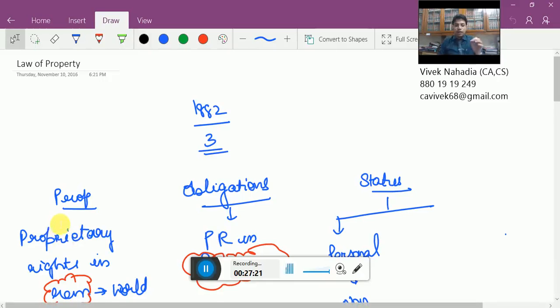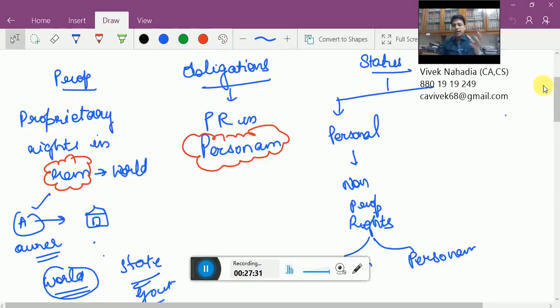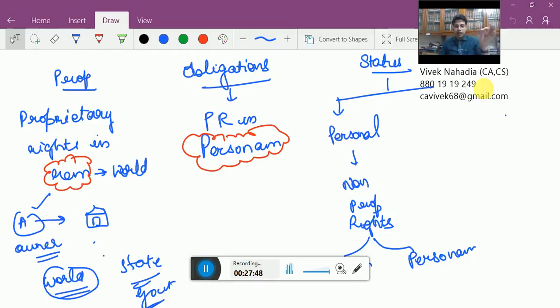So the law of property deals with proprietary rights in rem. Rem means against the world. For example, suppose A is the rightful owner of a house property. All the legal rights of the house property belong to A. Then A is said to have proprietary rights of that house property in rem. This means that the entire world has to recognize A's right over that house property. And in case anybody makes any issue, then the state comes into the picture and protects A's right over that property.